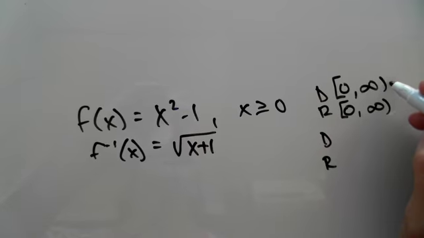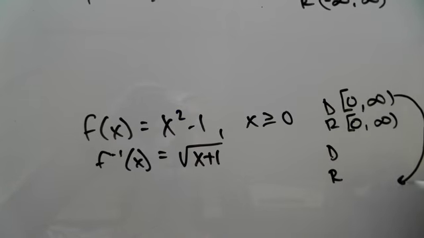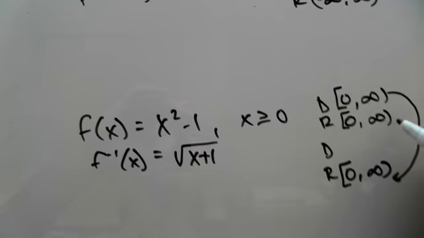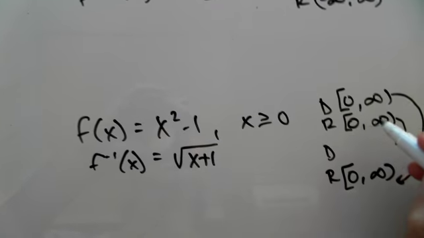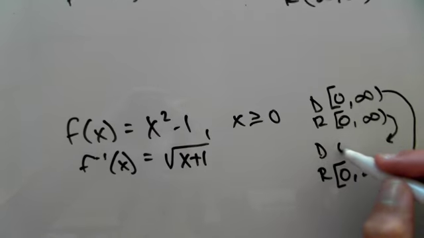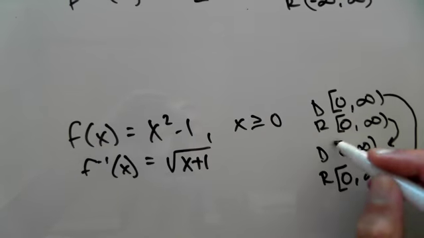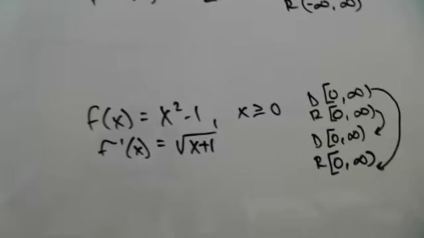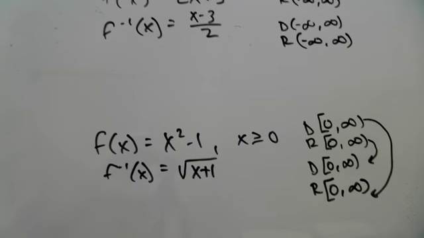But what was dealing with x's now deals with y's. So my range of the inverse is 0 to infinity. What was dealing with y's, the original range, is now going to be the domain of the inverse. So domain and range are always going to be the opposite of what they were when you have an inverse function.